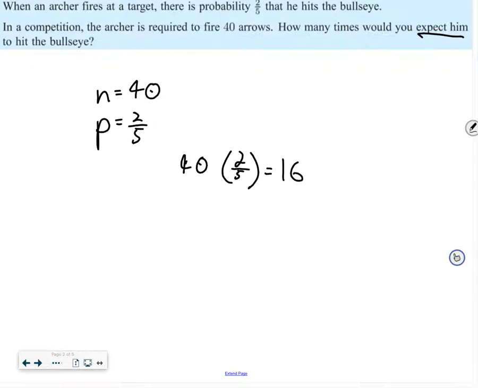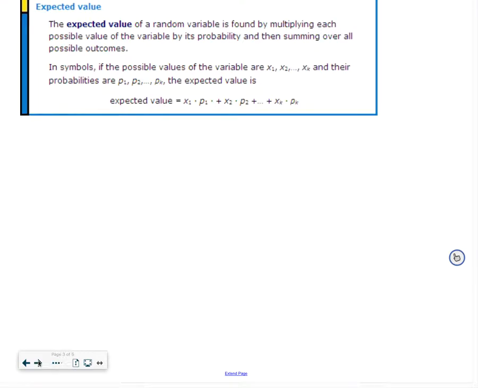Notice this is strictly just an expectation and a hypothesis. Even though on average he hits it 2 out of 5 times, it doesn't necessarily mean that it has to be 16, but we expect it to be somewhere near 16. Okay? So here we're going to talk about expected value.